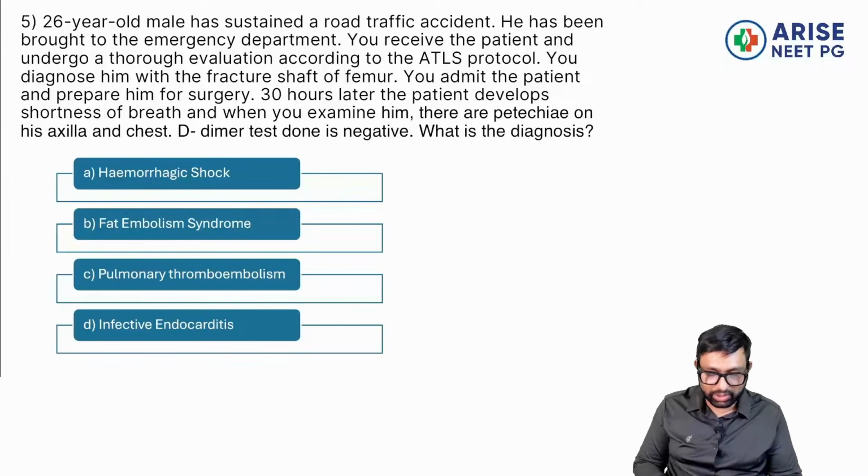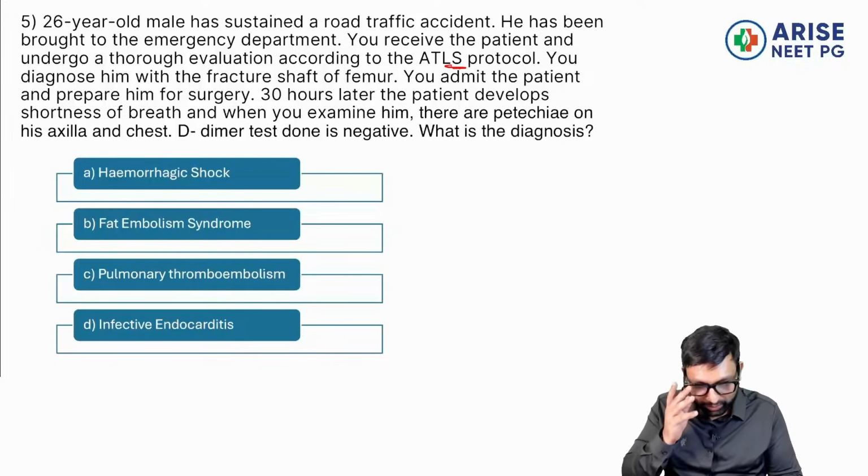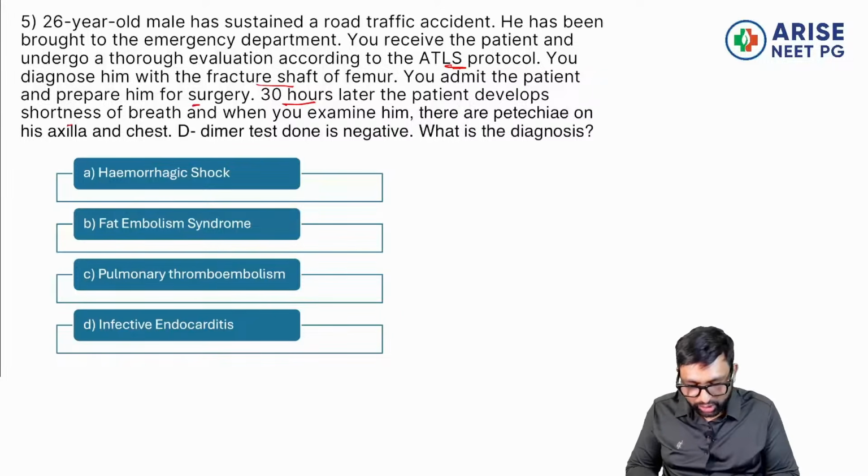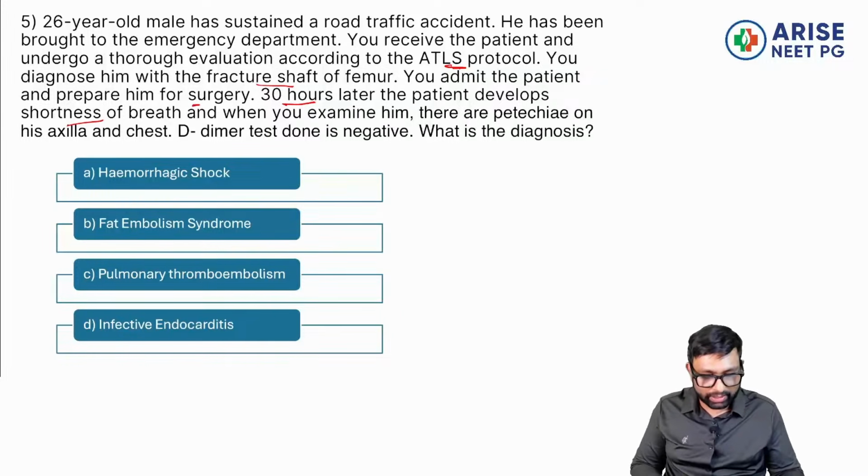You receive the patient, he undergoes the ATLS protocol. You diagnose him with a femur shaft fracture. You admit the patient and prepare him for surgery. 30 hours later, the patient develops shortness of breath. When you examine him, there are petechiae on his axilla and chest. D-dimer test done is negative.